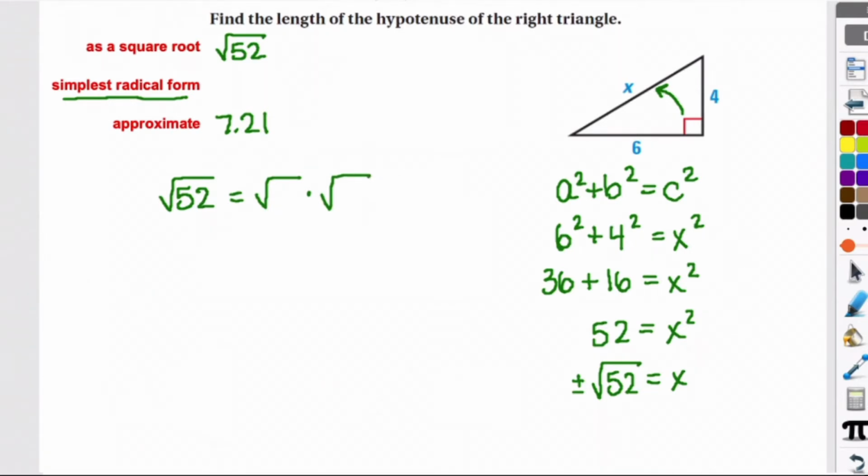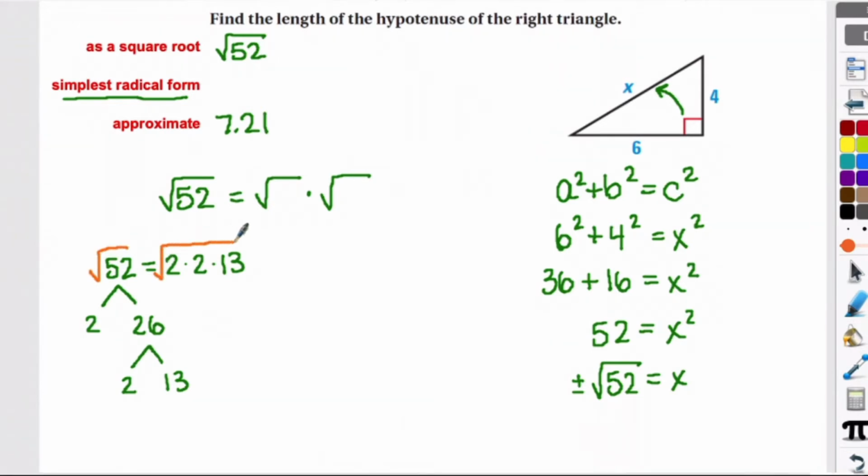And there's a couple ways to do that. A lot of teachers will teach the factor tree method, where you try to find the prime factorization, is what they call it. So 52 is 2 times 13, or 2 squared times 13. Since we're interested in taking the square root of 52, we can think of that as taking the square root of 2 times 2 times 13.